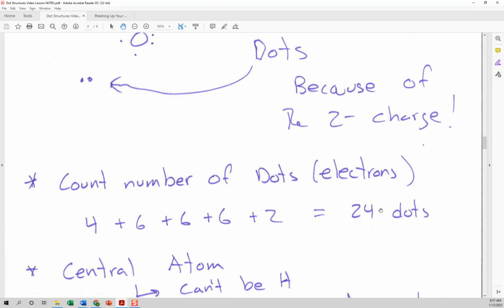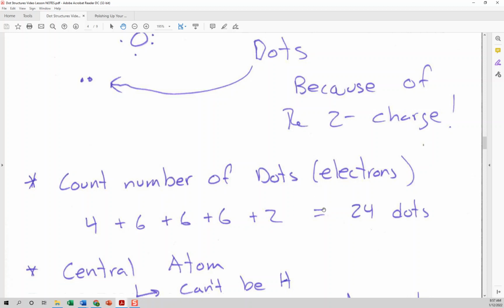So what does that mean? It means when it's all said and done, our dot structure has to have 24 dots. It can't have any more than that. It can't have any less than that. And let's remember, a dash counts as 2 dots. So we need 24 total dots, 24 total valence electrons. All right.